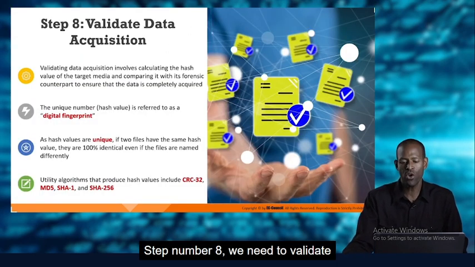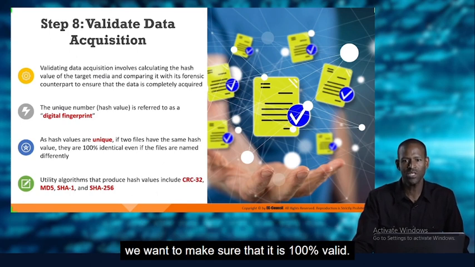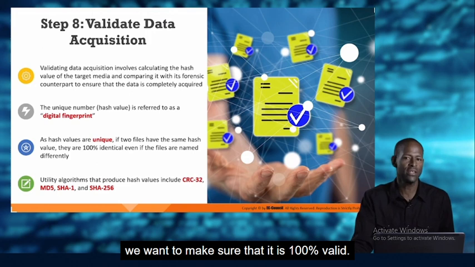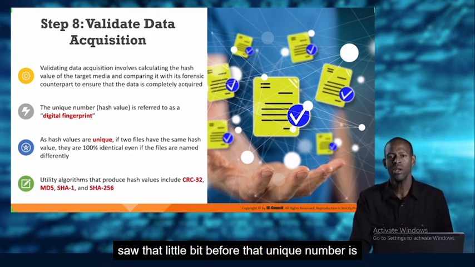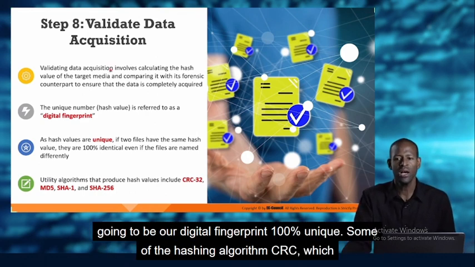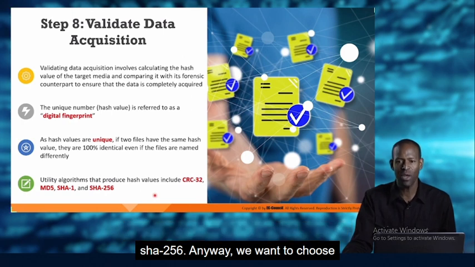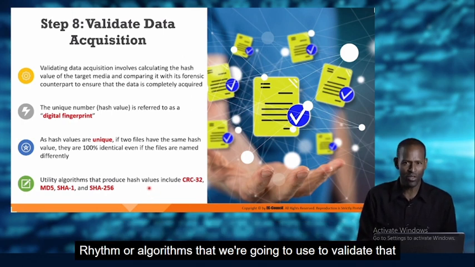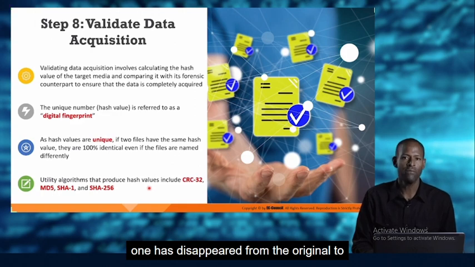Step number 8, we need to validate the data acquisition. We want to make sure that it is 100% valid. And so we want to calculate the hash value. We saw that a little bit before. That unique number is going to be our digital fingerprint, 100% unique. Some of the hashing algorithms: CRC, which is a cyclic redundancy check, MD5, SHA-1, SHA-256. Anyway, we want to choose the algorithm or algorithms that we're going to use to validate that data and make sure that not one 0 or 1 has disappeared from the original to the copy.